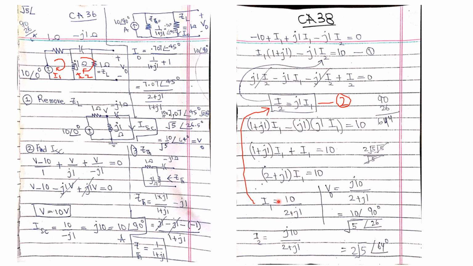And once we have computed I2, the rest of the thing is very simple, because now the output voltage V out is, according to Ohm's law, the current flowing through this 1 ohm resistor times 1 ohm. So this is the current flowing, J10 over 2 plus J1 times 1, so it remains the same, J10 over 2 plus J1. And once we convert these numbers into polar form, we reach the same answer that we reached in case of Norton's theorem.